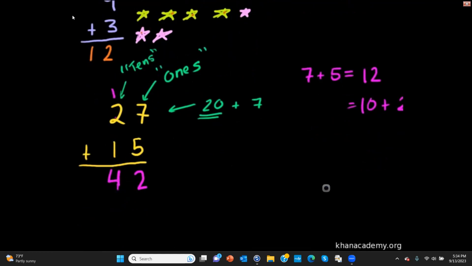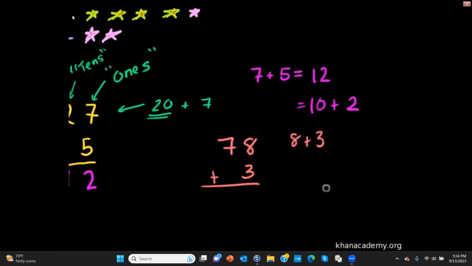Let's do another example. Maybe I'll do a little simpler example. Let's say I had 78 plus 3. We do the exact same thing as before. We just look at the ones place only. So we look at 8 plus 3. What's 8 plus 3? Hopefully we can do that in our heads at this point. Let's just think about it. 8 plus 1 is equal to 9. 8 plus 2 is equal to 10. 8 plus 3 is going to be equal to 11. You can do that on the number line if it makes it easier to visualize. So 8 plus 3 is equal to 11.